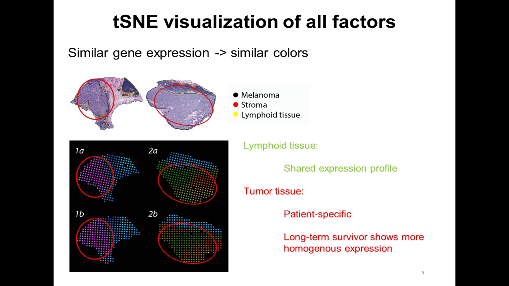Also, it is interesting how sample 1 from a long-term survivor had a homogeneous expression pattern in the tumor area, in contrast to the very colorful sample 2 from a short-term survivor. This could represent tumor heterogeneity being related to outcome, but of course we can't draw any conclusion in this exploratory study.